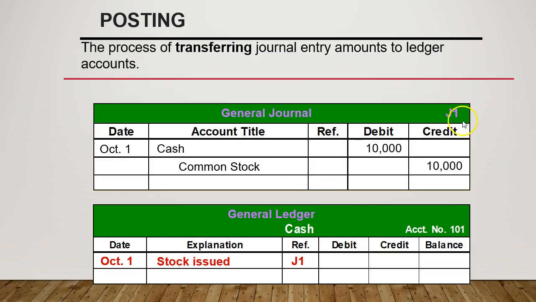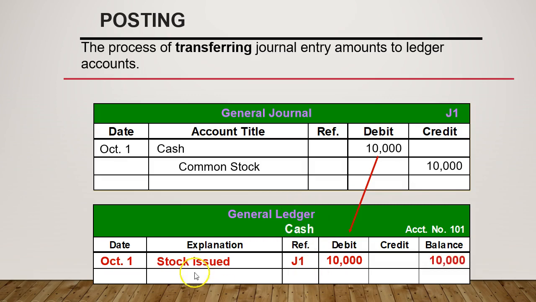So the J1, which stands for journal page 1, is recorded in the reference column of the general ledger. So if there are questions later on as to where this information came from, we can revert back to page 1 of the journal and look at the full transaction. Okay? So once you record the date of the transaction, explanation, and your reference information, you will then record the amount of the transaction to the appropriate debit or credit column of your ledger. So again, if the account was debited in the journal, you record it on the debit side of the ledger account.